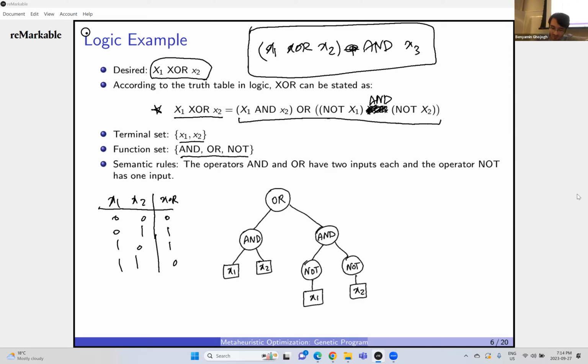So I'm saying that the function set are just valid operators that you are allowed to use. Yes, if you had XOR in your function set, then the solution would be trivial.